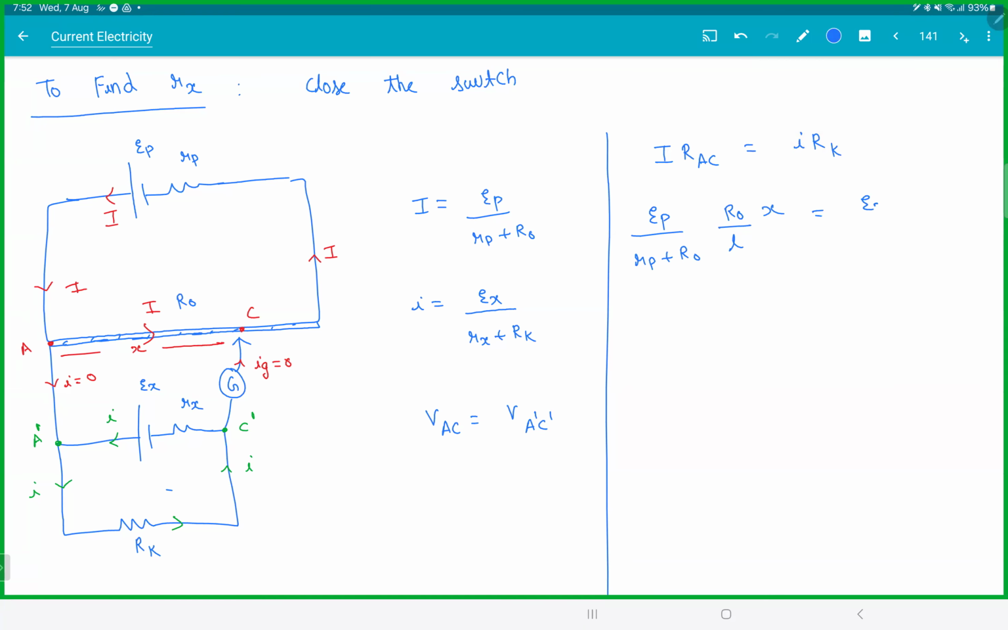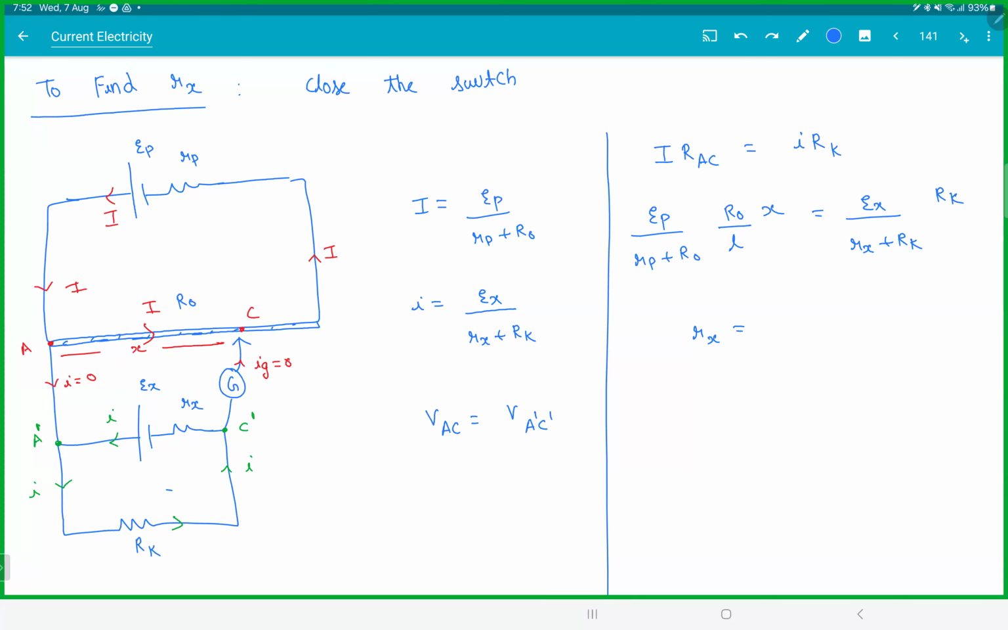I will be Ex by Rx plus Rk into Rk. There, if you see, I know everything except Rx. So shift everything there, you can find from here. You'll get Rx is equal to something. Is the concept clear? That's it. So like I said, this is the main concept.